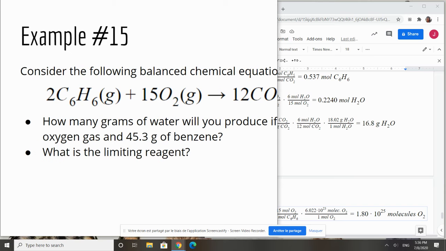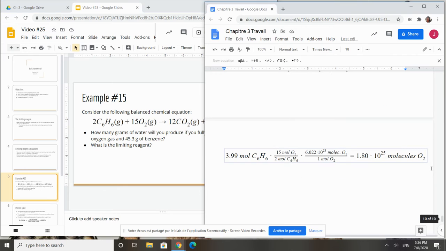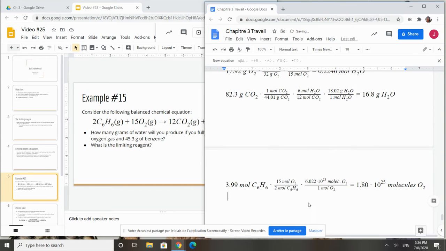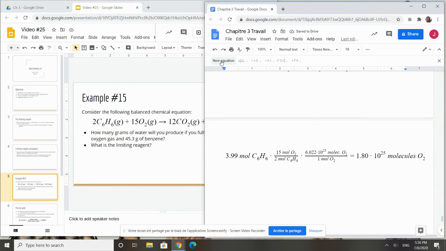Right, so this is the same equation that we worked with last video. I'm going to need to do 2 calculations. One where I start with 52.3 grams of oxygen, and one where I begin with 45.3 grams of C6H6. You cannot assume that just because 45.3 is lower than 52.3 that that's going to be limiting. You must do the calculation every time.